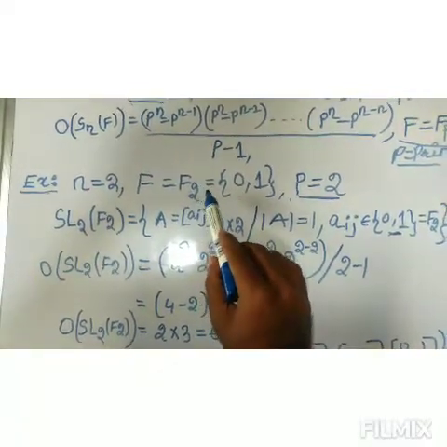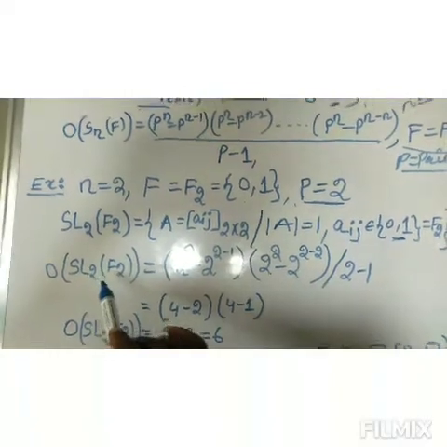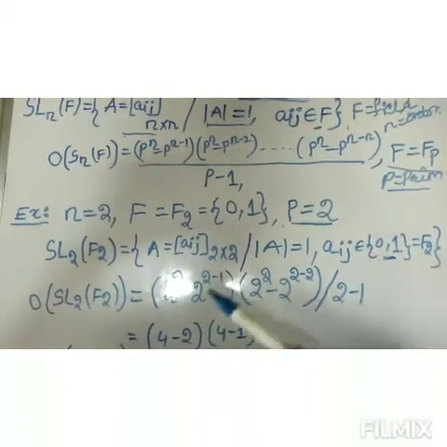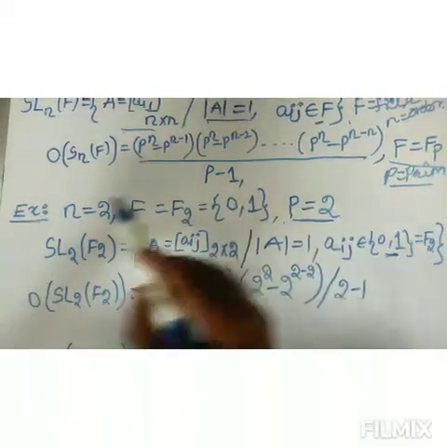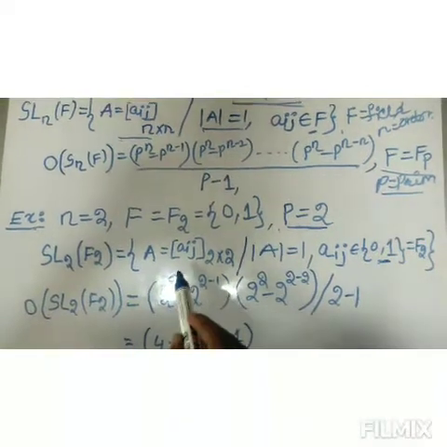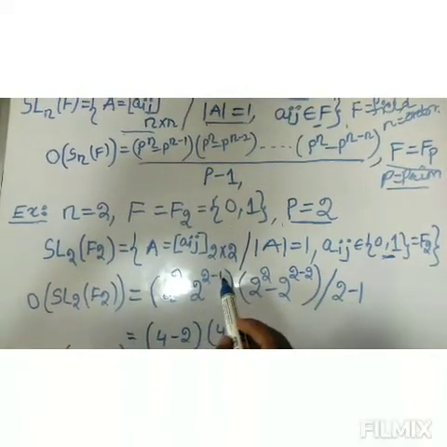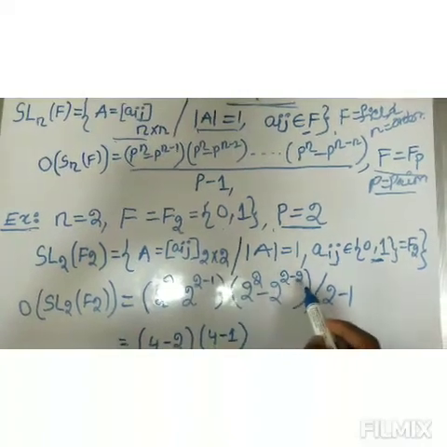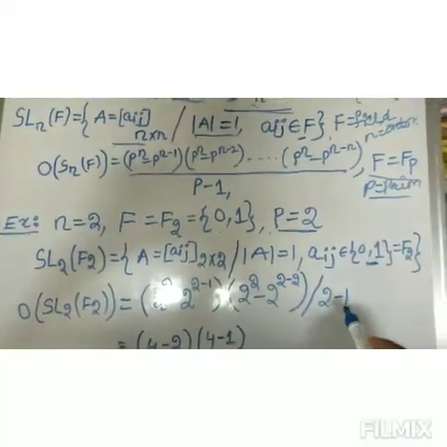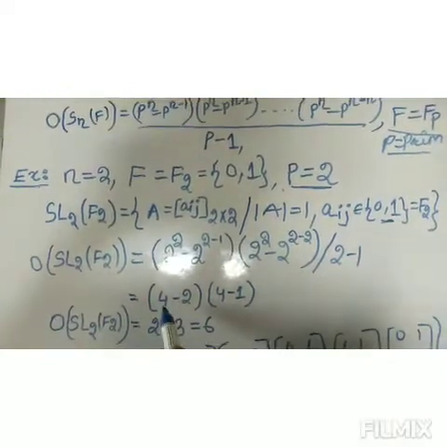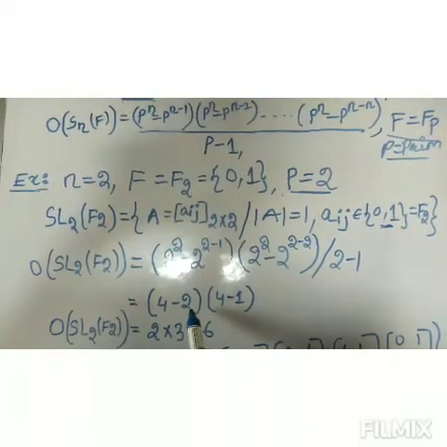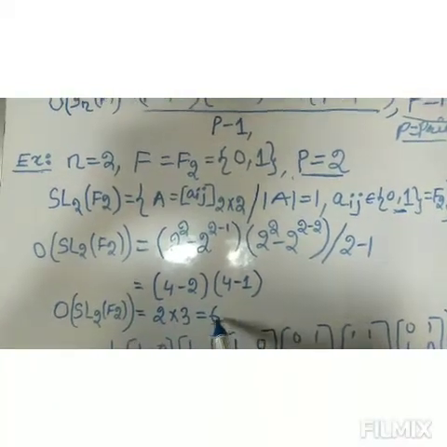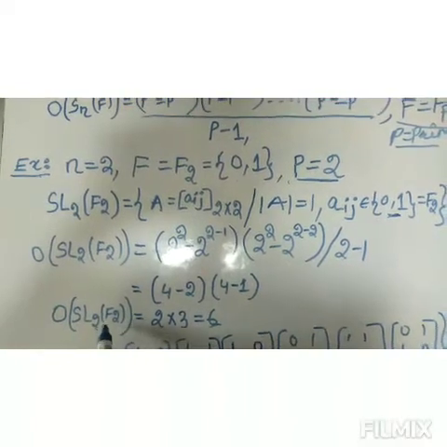How do we find the order of this group? From the above formula, here p is equal to 2 and n is equal to 2. So (2^2 - 2^1)(2^2 - 2^0) divided by (2 - 1). From this we get (4 - 2) into (4 - 1), which is 6. So this set contains 6 elements.